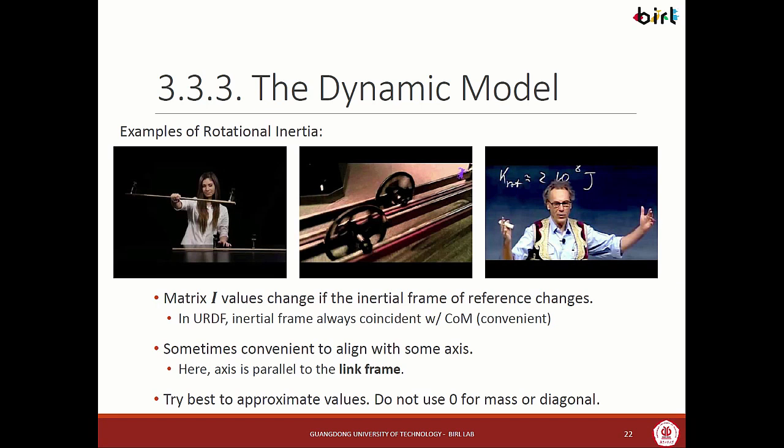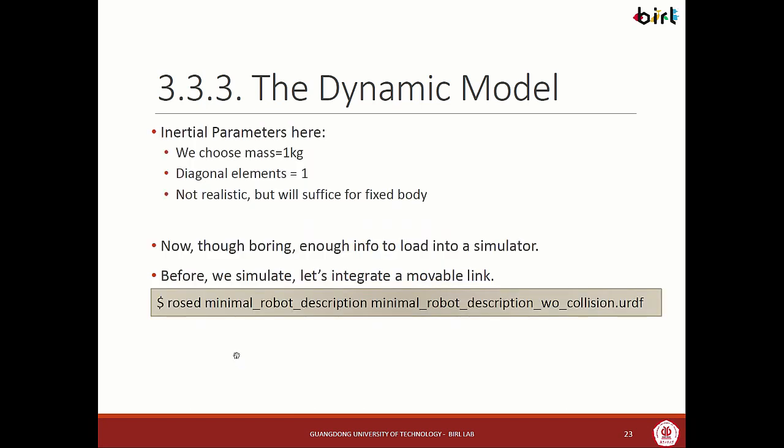Finally, you need to try your best to approximate the values, even if you don't know them. If you can't get them from SolidWorks, you need to try your best to approximate them. Do not use 0 for the mass. Do not use 0 for the diagonal of the rotational inertia matrix. If you do that, then the physics engine would end up getting values that are infinity or 0, and you'll probably get a crash in the system. So here we have 1 kilogram, and then we make diagonal elements equal to 1. That's not realistic. Normally these numbers will be smaller, but it's okay for the demonstration.